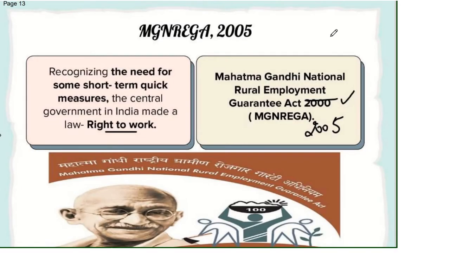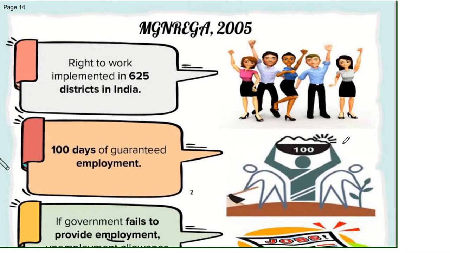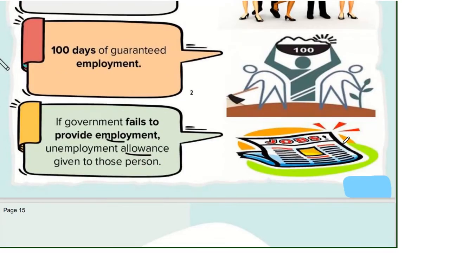MGNREGA 2005. What does it imply? Anyone knows? Recognizing the need of short-term quick measures. Right to work. Mahatma Gandhi National Rural Employment Guarantee Act. Not 2000, it is 2005. It was implemented in 625 districts in India, right to work, 100 days of guaranteed employment. If the government fails to provide employment, an unemployment allowance is given to those people, okay?